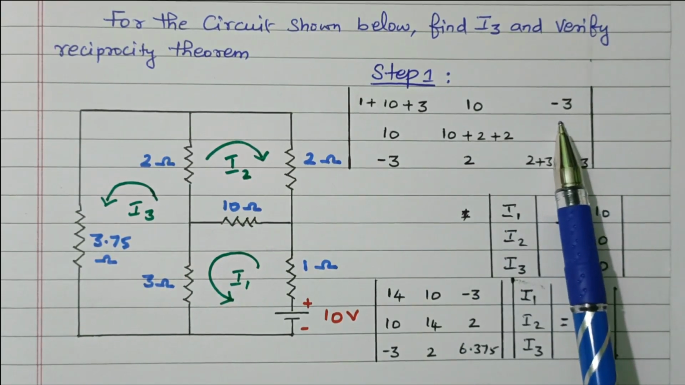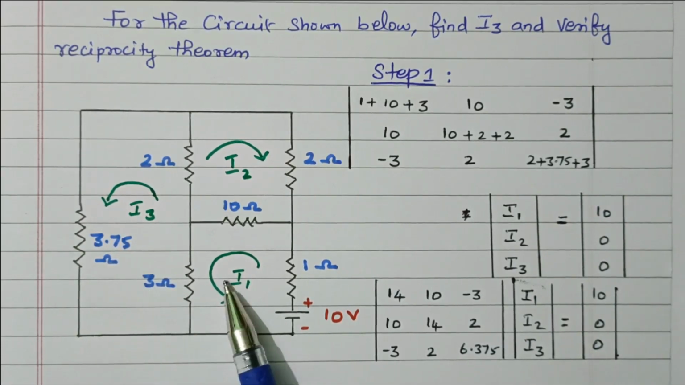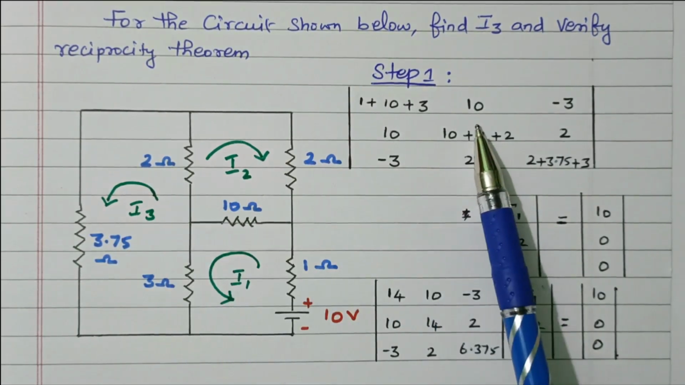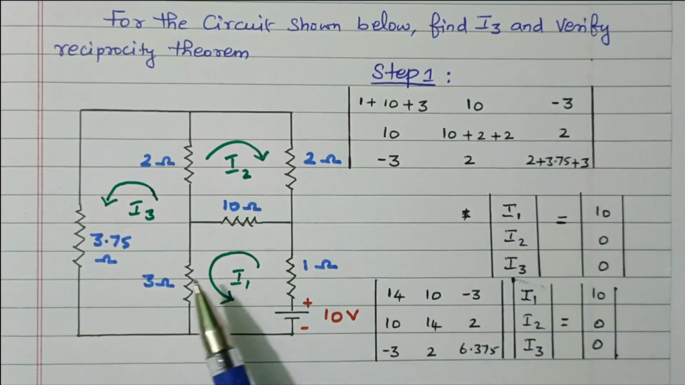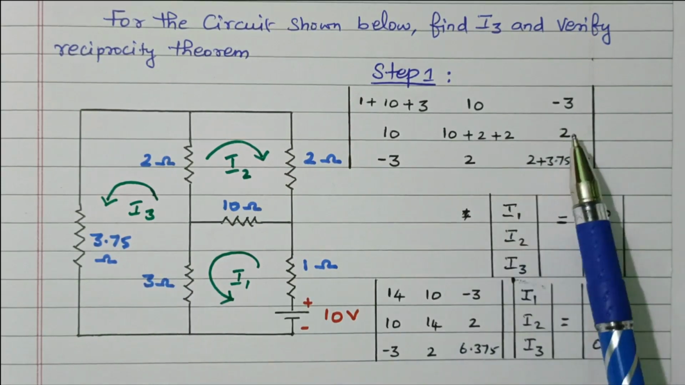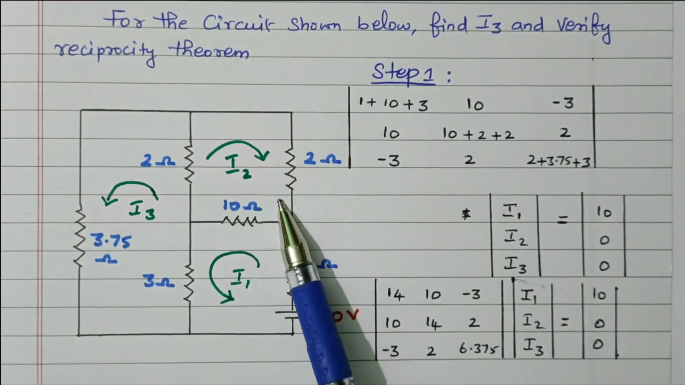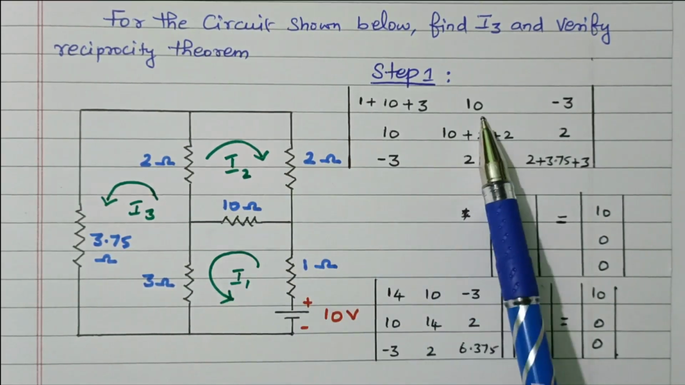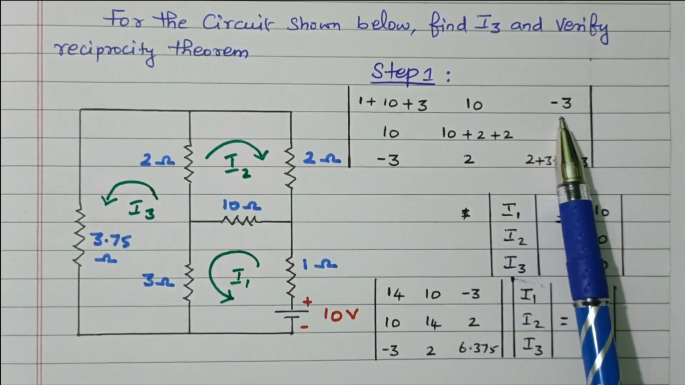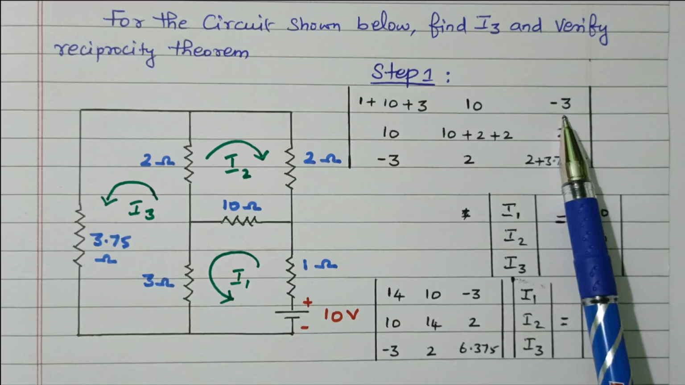What is R13? The resistor commonly available between the first loop and the third loop. This 3 ohm is connected between loop 1 and loop 3, so this is minus 3. Based on the current direction, it is given plus or minus. If both currents are flowing in the same direction, it is positive; opposite direction means negative. Here both currents flow in the same direction, so plus 10. Here this current is flowing downward and this one upward, so minus 3.